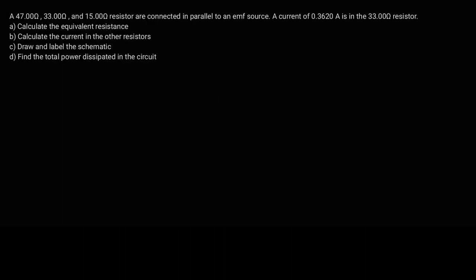So let's try this practice problem. A 47 ohm, 33 ohm, and 15 ohm resistor are connected in parallel to an EMF source. A current of 0.3620 amps is in the 33 ohm resistor. So part A, calculate the equivalent resistance.